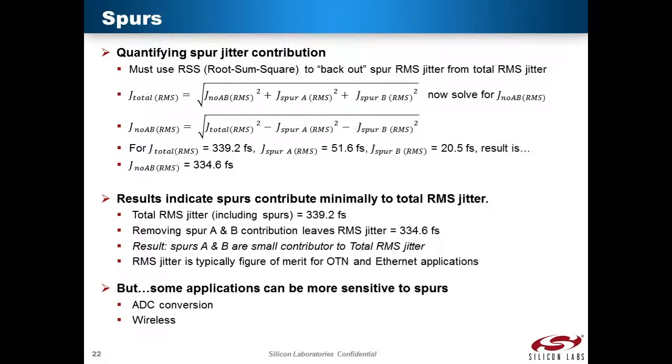For many applications like wide area networking, using optical transport networking or Ethernet, RMS jitter is typically the figure of merit used. But some applications can be more sensitive to spurs, applications like ADC conversion and wireless applications.